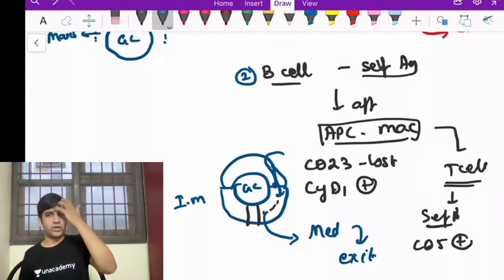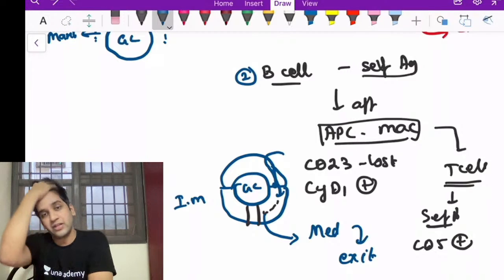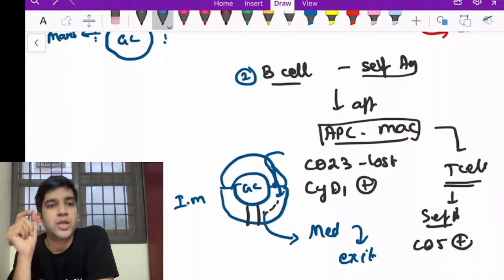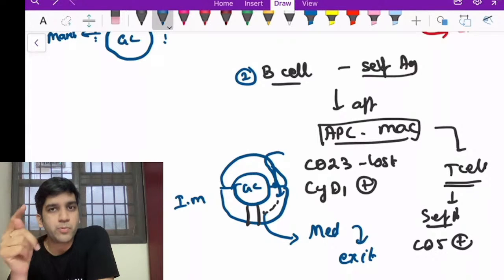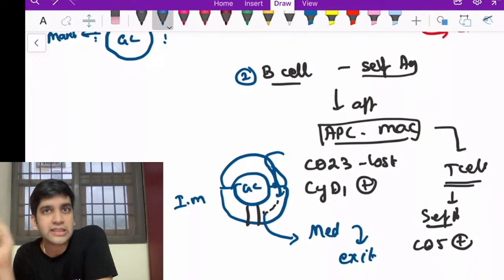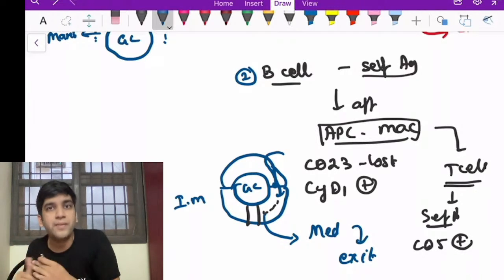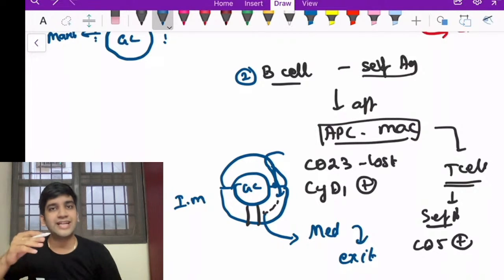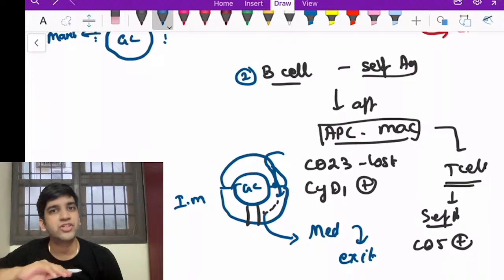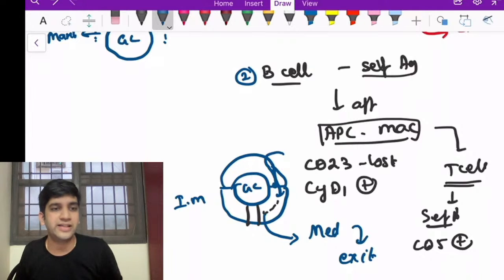I'll just have a quick look at whatever I said; we'll recap it. I'm having a B cell getting exposed to a self antigen. Once it gets exposed, my CD23 is gone. The antigen will be processed and given to the T cell, because a macrophage cannot identify self from non-self, but T cells can. By the time T cells identify that, these B cells went into my inner mantle zone because my CD23 is lost. Once it goes inside, cyclin D1 is produced, hoping that it will enter the germinal center. Cyclin D1 converts G1 to S phase. I'm just making the raw materials ready.